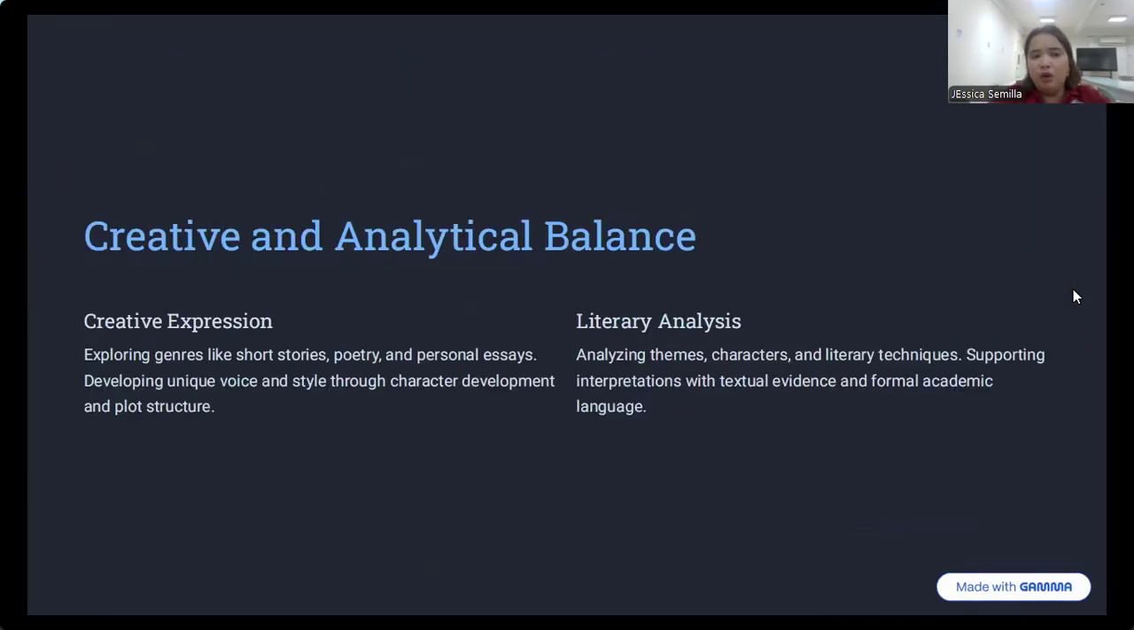Now, how are we going to identify two ways on how we write? Of course, in writing, not all the time we will have academic writing. Sometimes we do have fictional writing or non-fictional writing. Literary analysis, which means it's into the fictional writing, right? On the other hand, the creative expression, it's more of the non-fictional writing. So non-fictional writing, which means that it's like a newspaper or short stories, poetry, and personal essays.